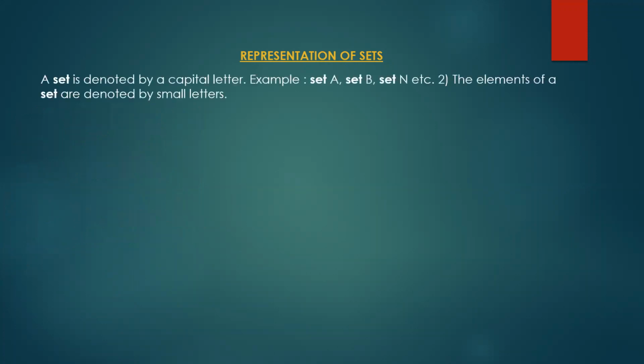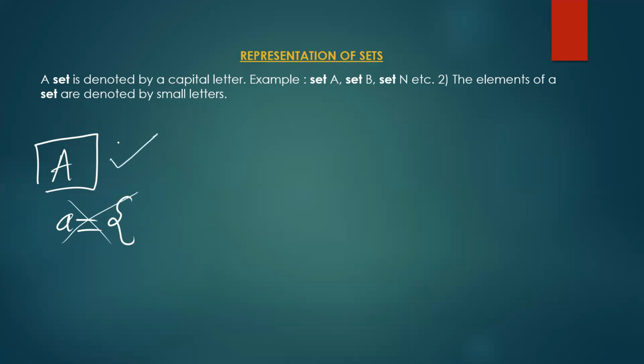Okay, so a set is denoted by a capital letter. For example, set A, set B. Normally when we are writing the name of a set, we use a capital letter. So you don't write a lowercase letter for the set name. This one is wrong. Use what? A capital letter.